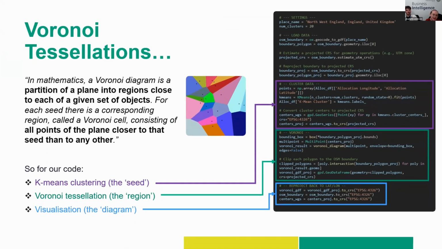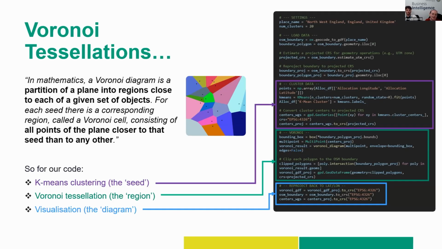And then possibly the most interesting discovery we've found, which has worked really well for this, is the Voronoi tessellations that we have utilised. So these Voronoi diagrams are a partition of a plane into regions close to each of a given set of objects. There's a little colourful map there to show you visually what's happening. So each one has a seed and then a corresponding region, which is a Voronoi cell. And that's how we focused on our data.